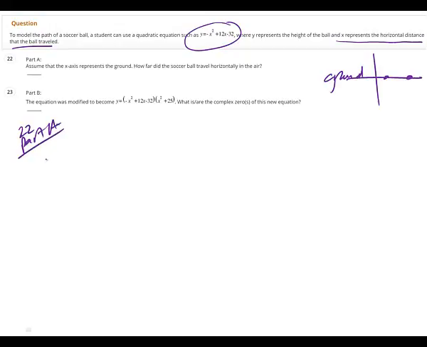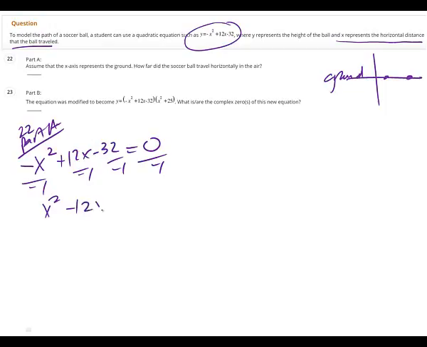Okay. So, is it a negative in front of that x squared? I can't see it. Yes? Okay, so negative x squared plus 12x minus 32 equals 0. I'm leading with a negative. What do I need to do with it? Divide it. So it's going to basically swap all the signs and go away. So we've got x squared minus 12x plus 32 equals 0.